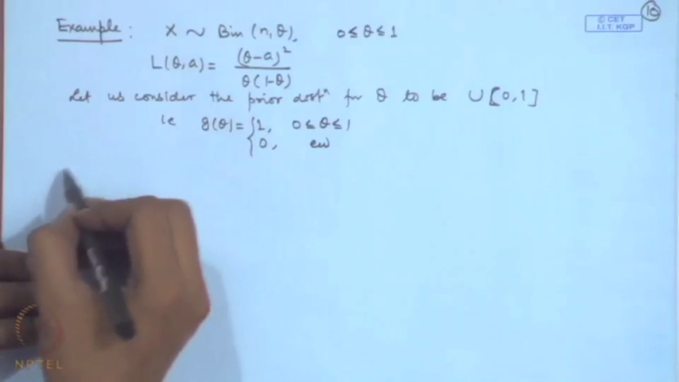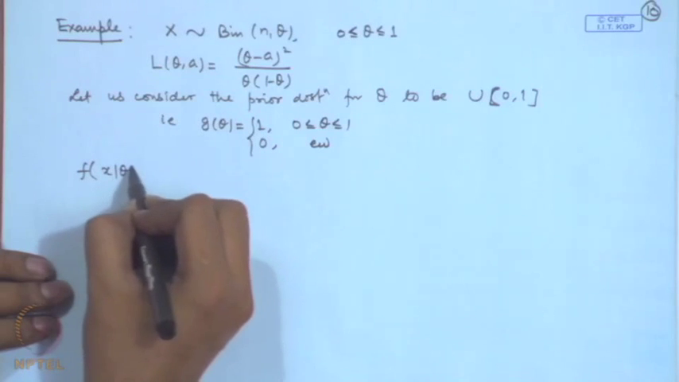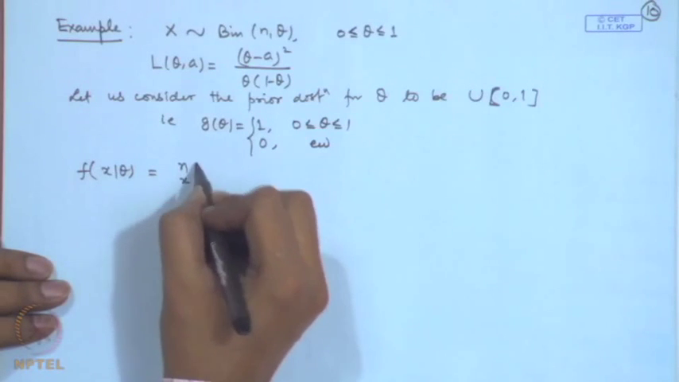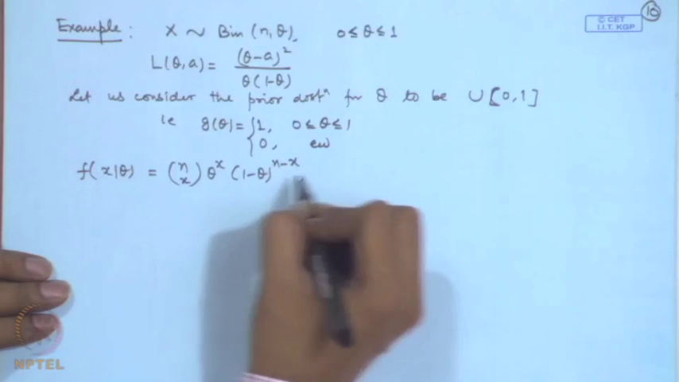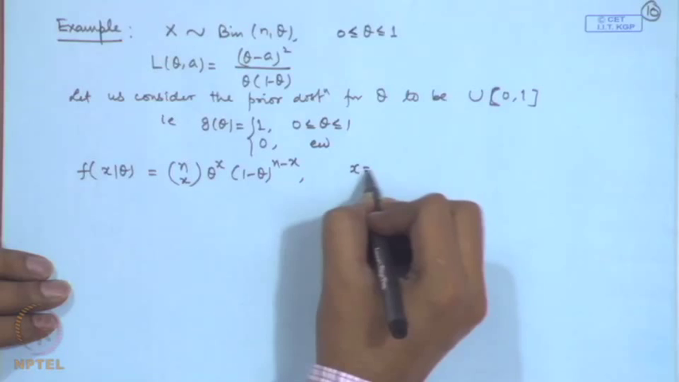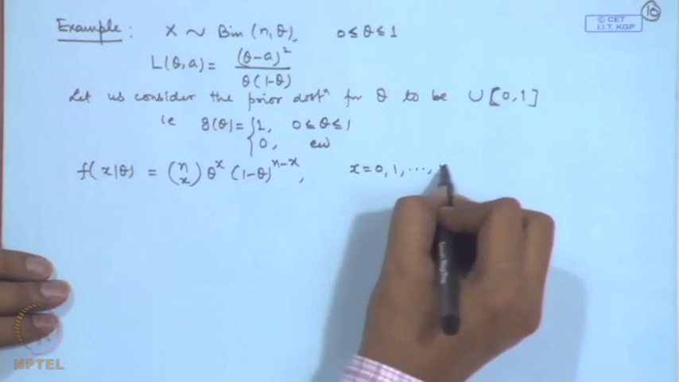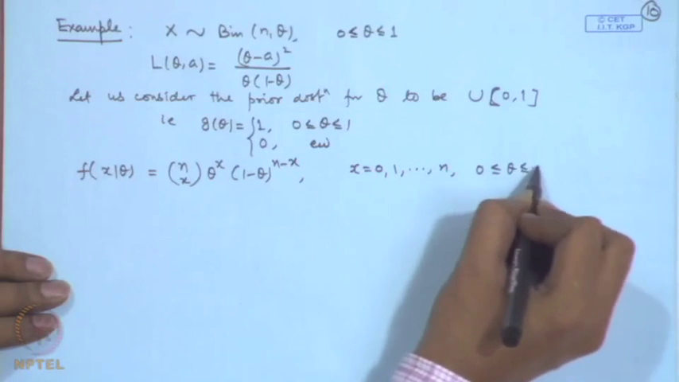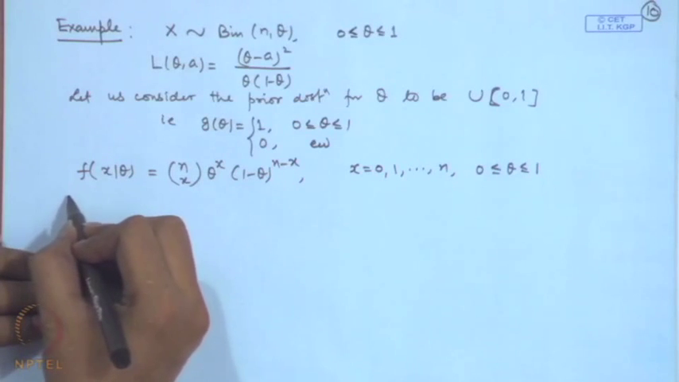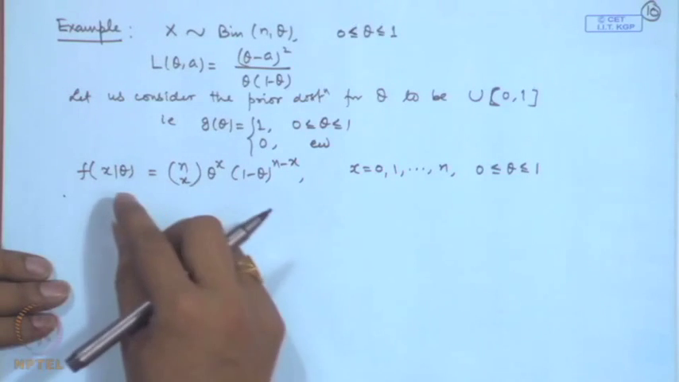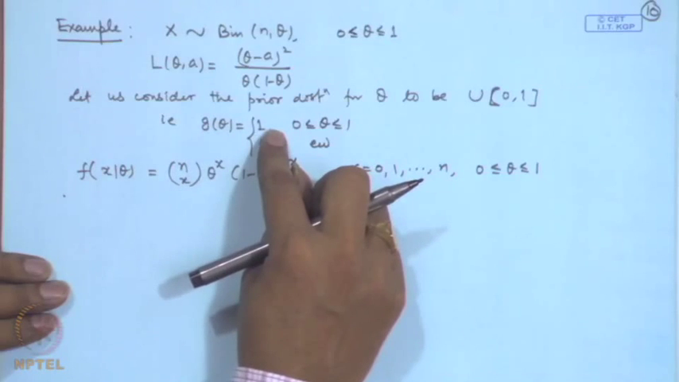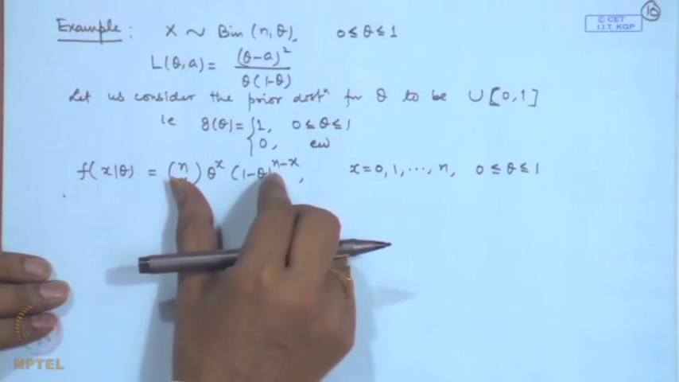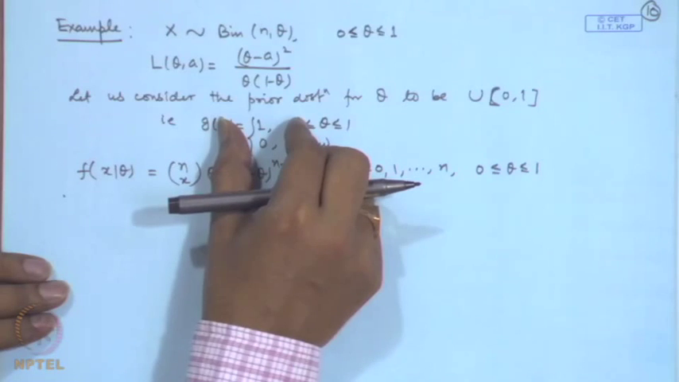Now, here the distribution of X is n c x theta to the power x into (1 minus theta) to the power n minus x, where x can take values 0, 1 to n and theta is any value between 0 and 1. In this case you notice the distribution of X is discrete and the distribution of theta is continuous. So, here it is a probability mass function and this is a probability density function.